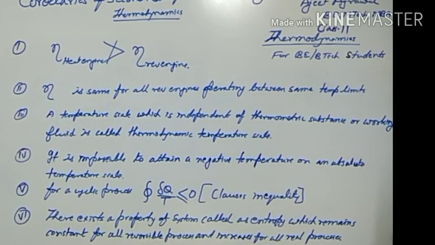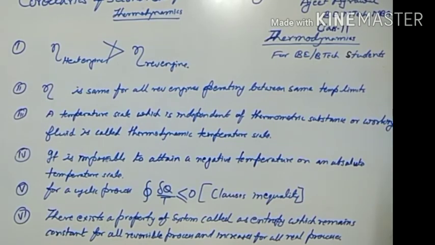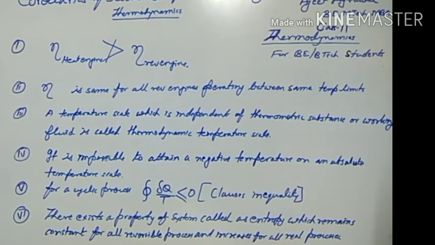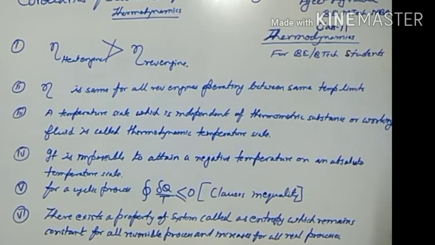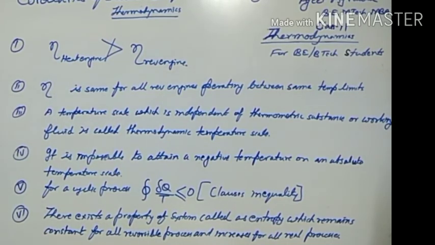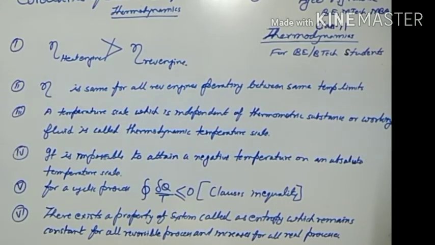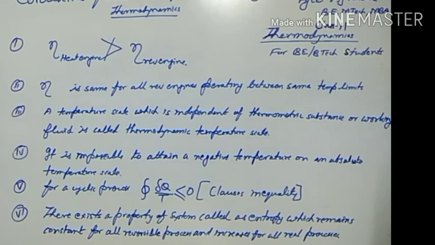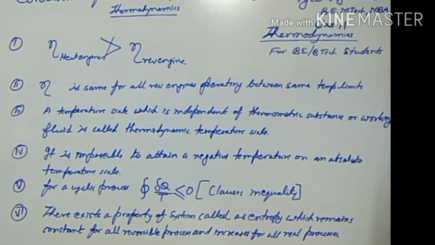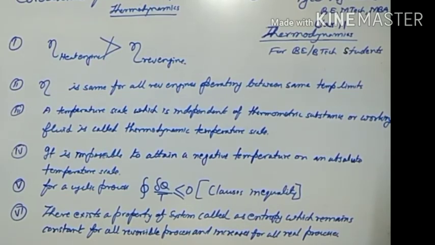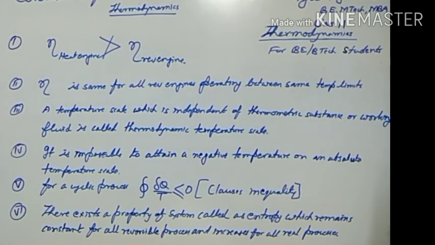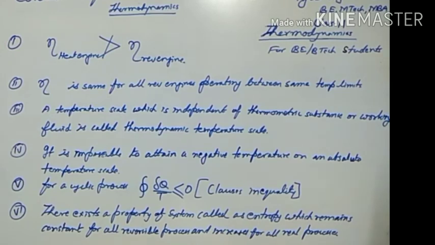And the last corollary is that there exists a property of the system called entropy, which remains constant for all reversible processes and increases for all real processes. So this is all about the Carnot cycle, the Carnot theorem, the corollaries of the second law of thermodynamics, and the corollaries of the Carnot theorem that we have discussed.